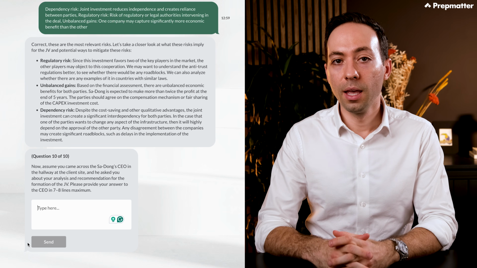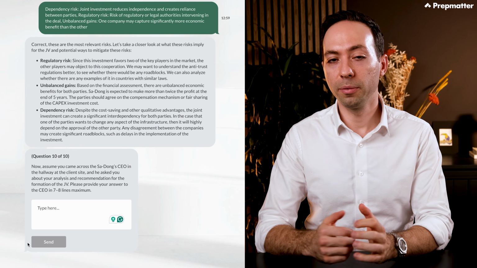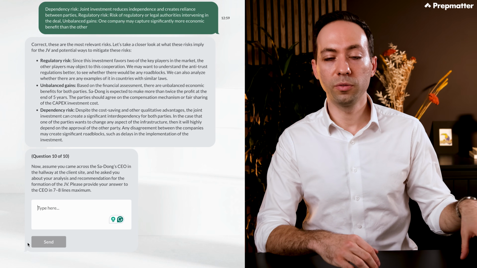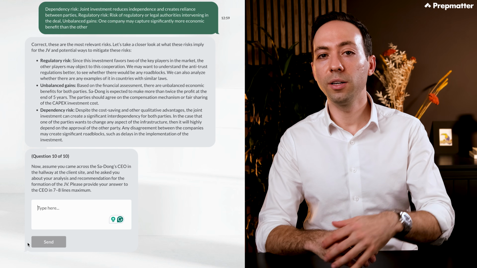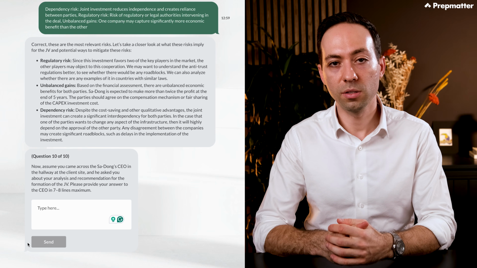Unbalanced gains. Based on the financial assessment, there are unbalanced economic benefits for both parties. So long as they're expected to make more than twice the profit at the end of the first 5 years, the parties should agree on the compensation mechanism or fair share of the CapEx investment costs.